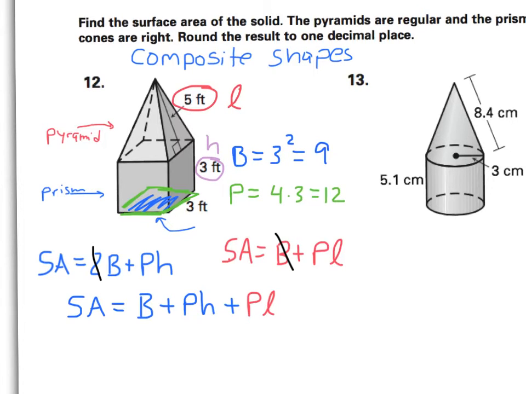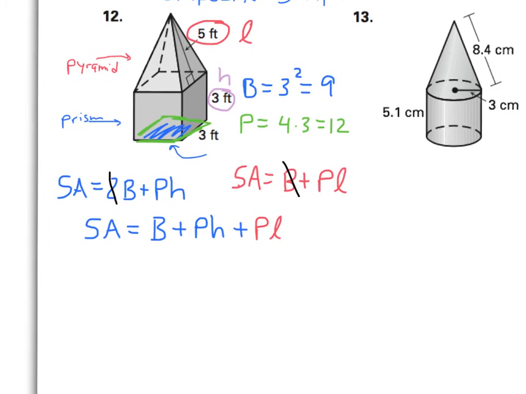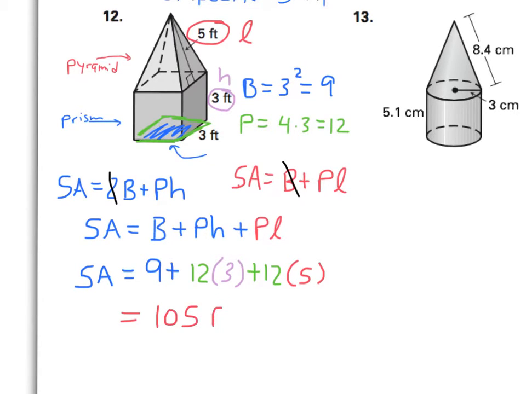So substituting in is not overly complicated here. My surface area is going to be 9 plus P, which is 12, times my h, which is 3 feet, plus my perimeter again, which is 12 again, and my slant height, which is 5. That's 105 square feet. And there we go, a composite shape.